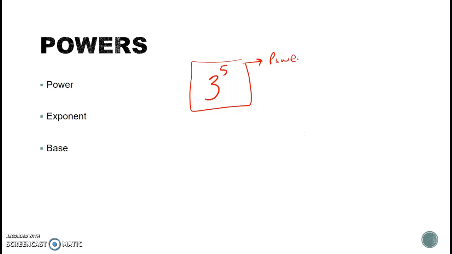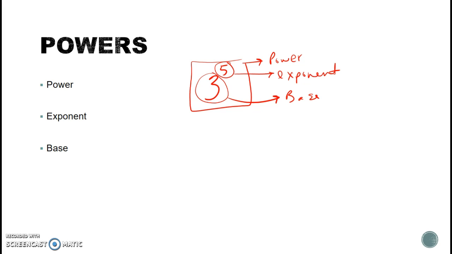And at some point, I'll remember not to push down as hard. This whole thing is considered the power. The 5 in this example is our exponent, and then the 3 is our base. One way to remember it is that the base holds up the exponent, and all together they create the power, because there's power in numbers, power in working together.